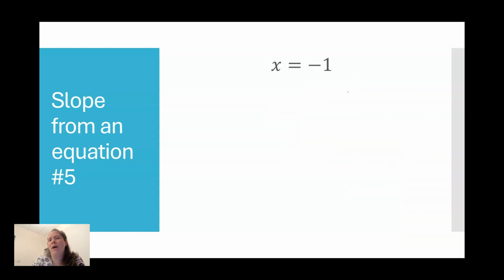When you have the other weirdo, an x equals a number. Remember, if it was in y equals mx plus b, then this number here would be the slope. But there isn't even a y anywhere in this problem. So we certainly can't get it into y equals form. So this is our undefined or DNE slope. There is just no way to do it.